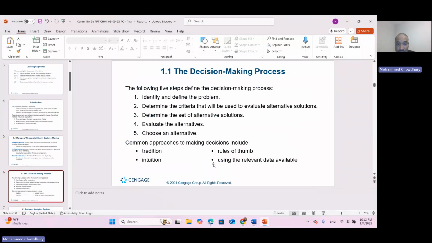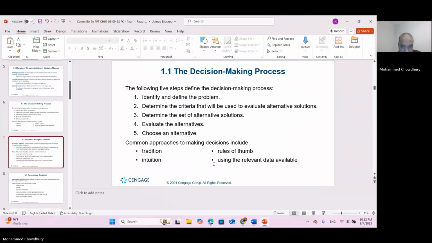Determine the set of alternative solutions. Evaluate the alternatives. So if there is an alternative and that alternative is not time saving and also is not cost saving, we are not going to adopt it. Then choose an alternative. Common approaches to making decisions include tradition, intuition, rules of thumb, and using the relevant data available. By using these common approaches, decisions are taken.